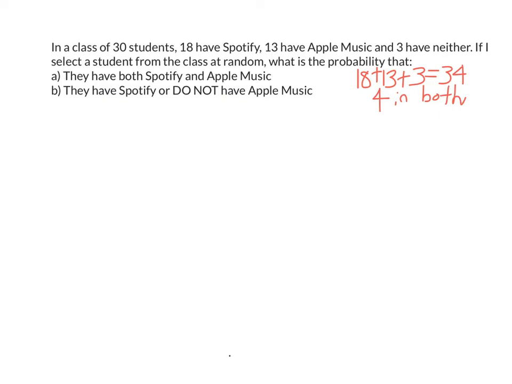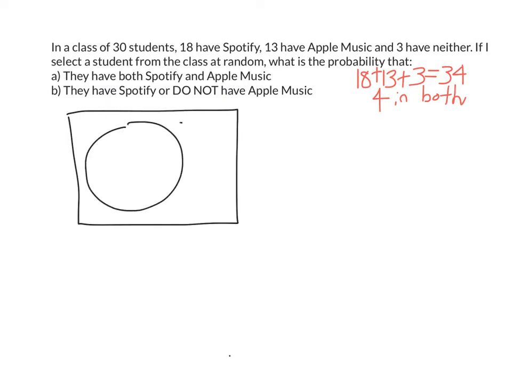Now that we have that, let's draw our Venn diagram. You must draw a rectangle around the Venn diagram. We have 2 circles, one for each set. I'm going to call the sets A and S.